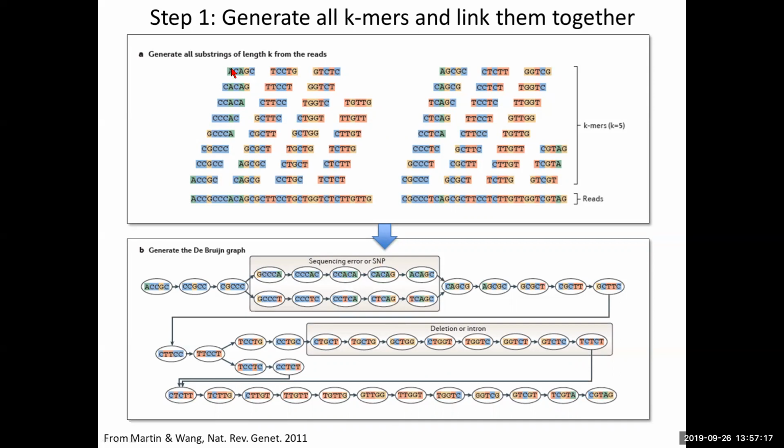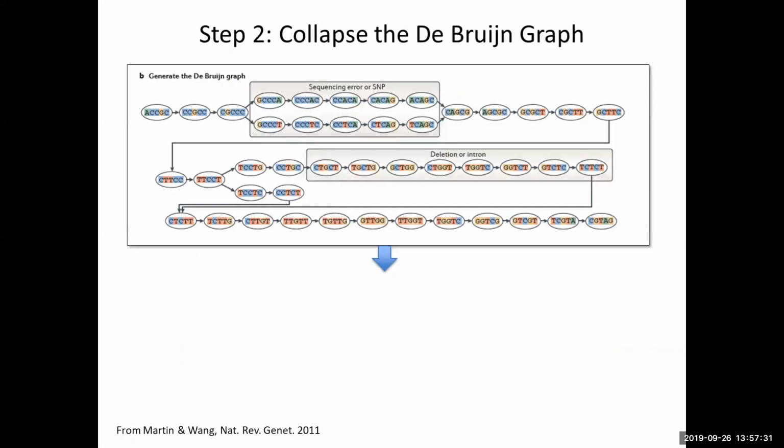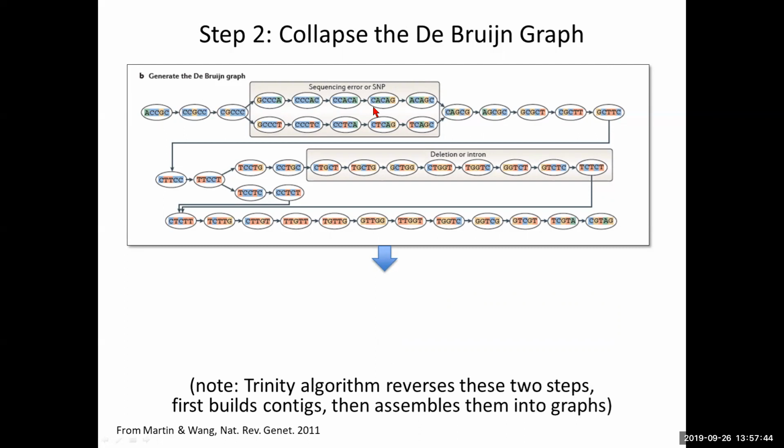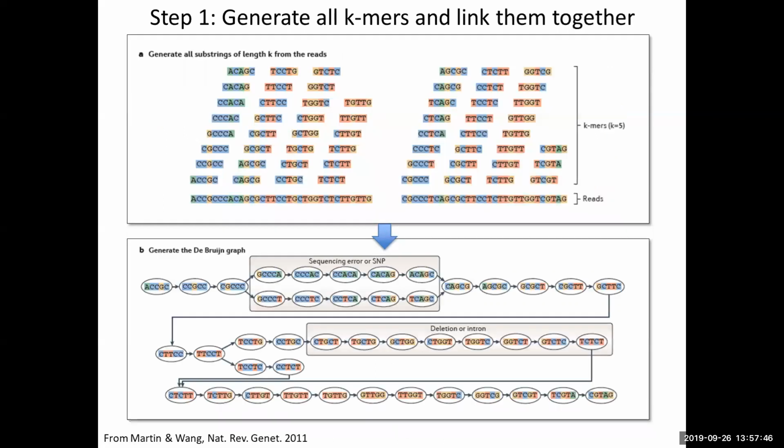So the first thing you do is break up all your reads into small fragments, and then you assemble them into longer chunks. Then you build a graph that tells you how these are related to each other. Once you have this graph, you can collapse it into one node here, another node here, another node here. So you don't need the individual k-mers anymore; you can collapse them into longer segments.